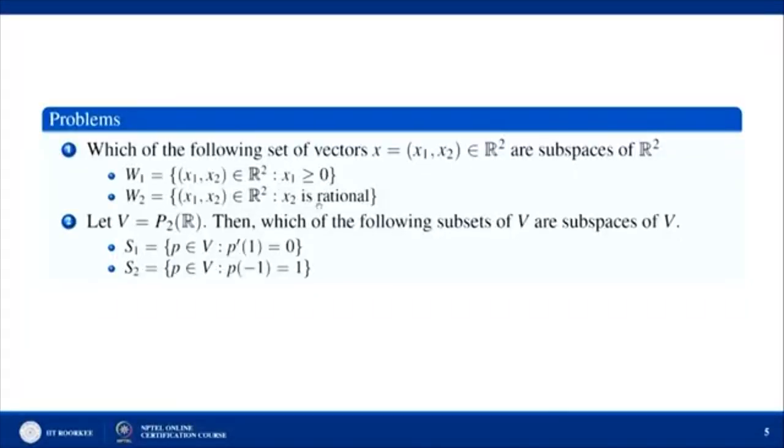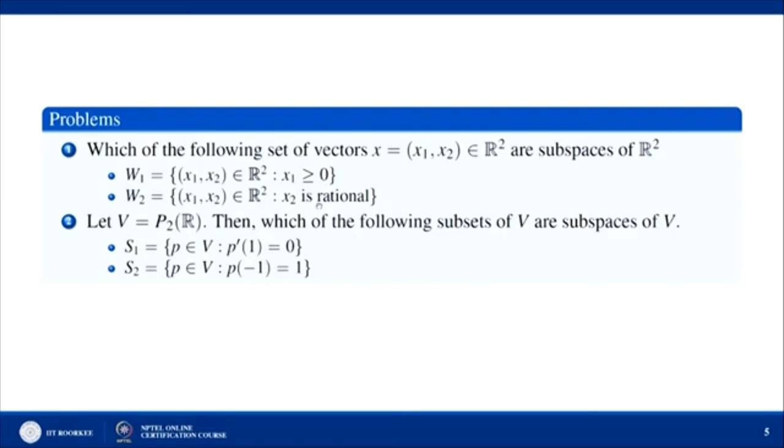Because if it is a subspace of the vector space V, it must be closed with respect to vector addition and scalar multiplication. Okay. So if we have to show that it is a subspace of a vector space, then you must show that it is closed with respect to addition and scalar multiplication. And if it is not a subspace at all, then simply give a counterexample to show that it is not closed with respect to addition or scalar multiplication. Okay. Now take the second example.